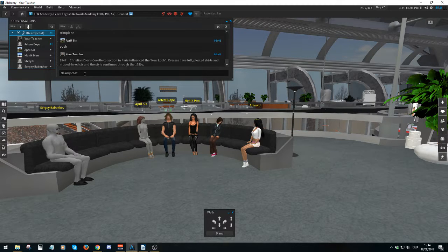1947. Christian Dior's coral collection in Paris influenced the new look. The rest have full pleated skirts and nipped-in waists, and the style continues through the 1950s. Very good. Yeah, the 1950s style. People nowadays, it's what we call sort of retro, and some people are very nostalgic for that style.